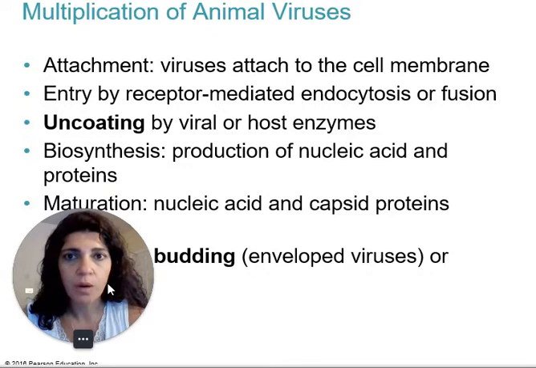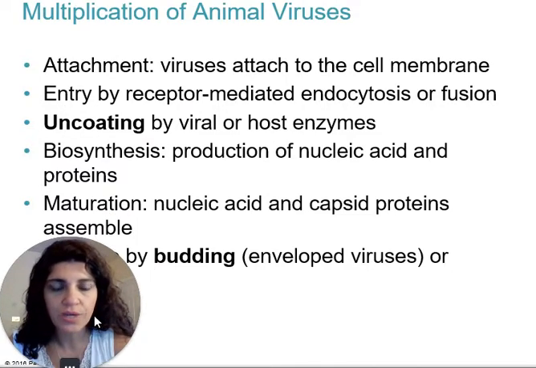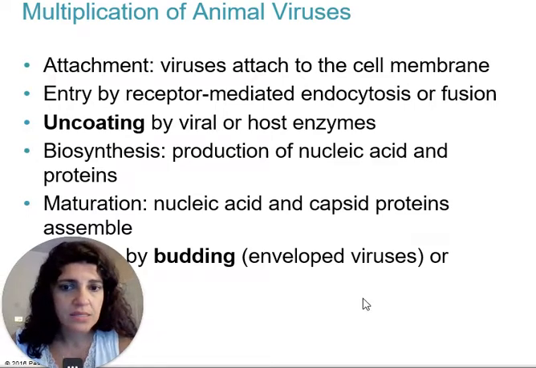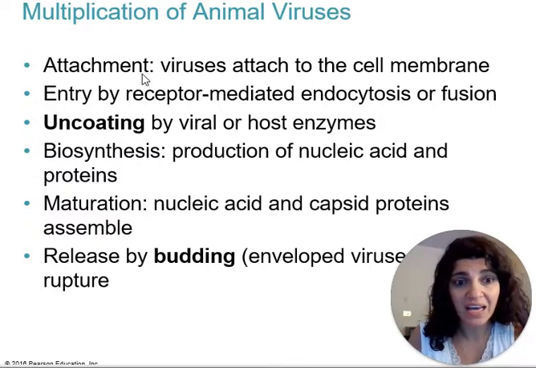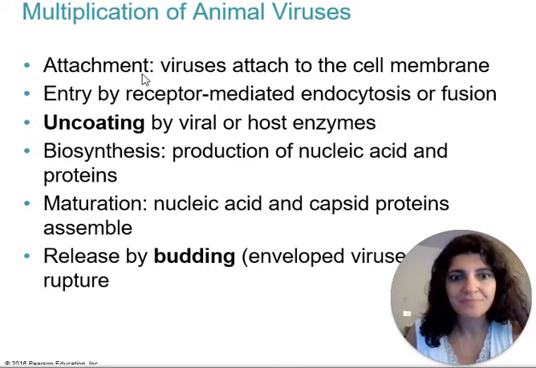So now we're talking about multiplication of animal viruses, since we already understood how multiplication of bacteriophages inside bacteria happens. In this case, we're going to look at the phases of the multiplication of these viruses. So usually you have an attachment, and that attachment happens via a receptor.